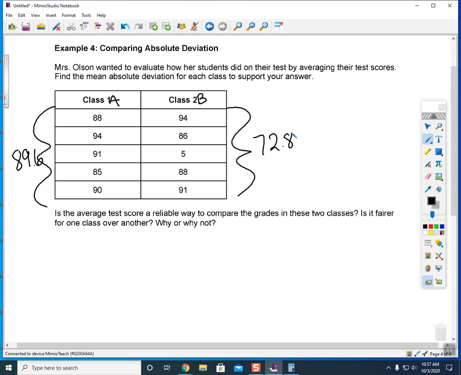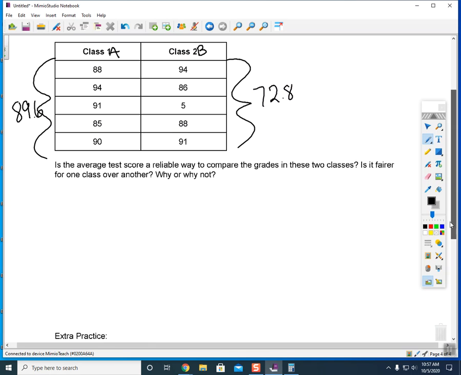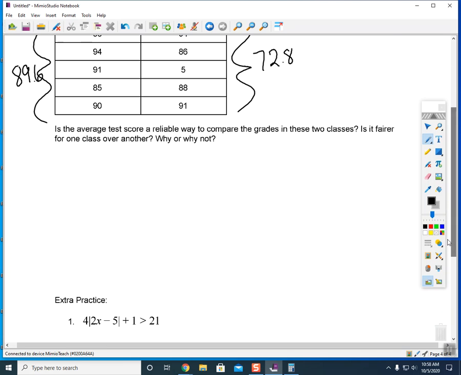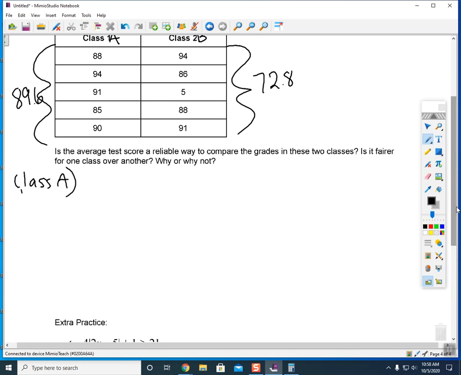Okay, so I have my averages. Now I need to figure out what is my mean absolute deviation of the data to my averages. So let's look at class A. My first value for class A is 88. So this is what this is going to look like. I'll have the absolute value of 88 minus my average, 89.6, plus the absolute value of my next one, 94. So on and so forth.